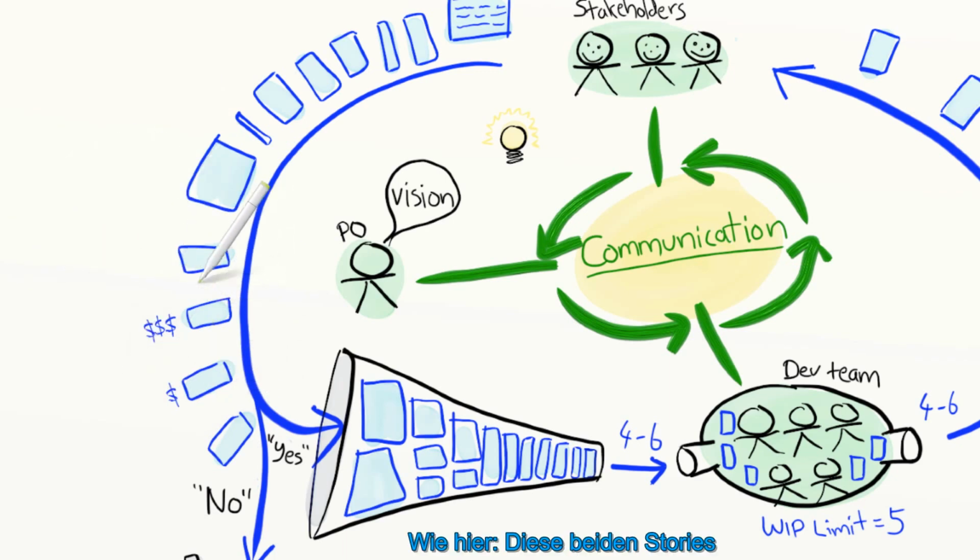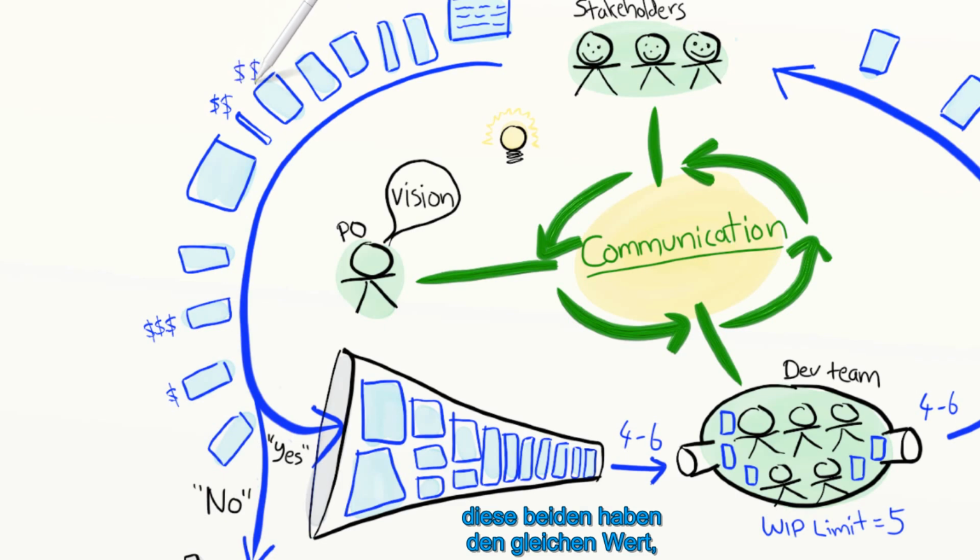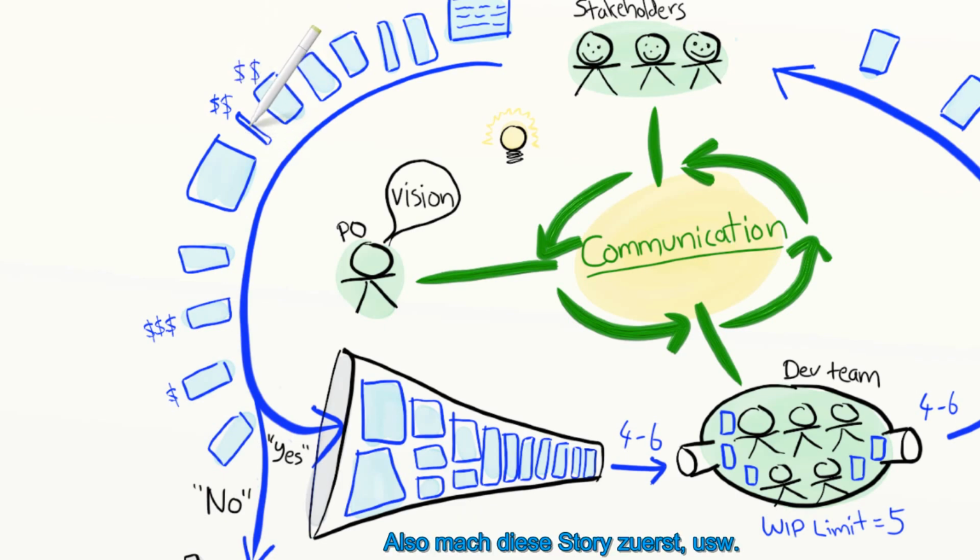Like here, these two stories are roughly the same size, but have different value. So build this one first. And over here, these two stories have roughly the same value, but different size. So build this one first. And so on. Okay, that sounds easy enough.